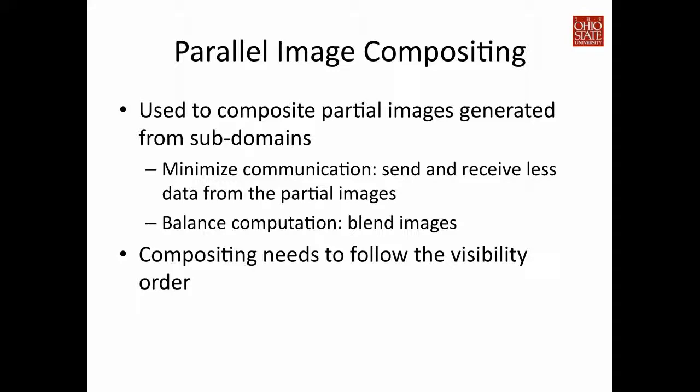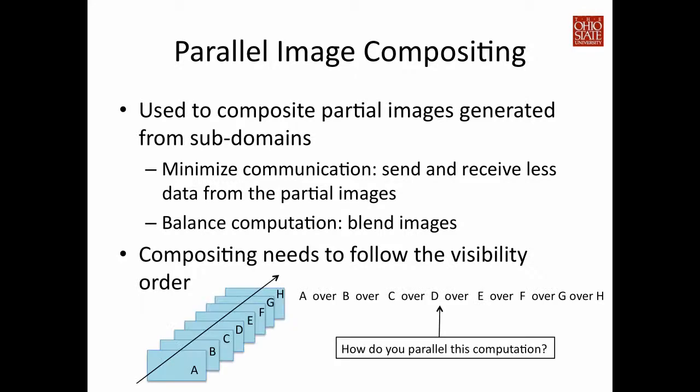One special issue for this parallel image compositing problem is that when we blend the partial images together, we need to follow the visibility order. That is, as we are generating a sequence of partial images, as in the example here from A to H, we have to follow the visibility order. We are going to blend A over B over C over D and so on and so forth, all the way to the image in the back, that is H.